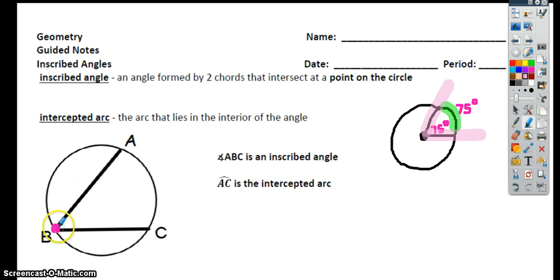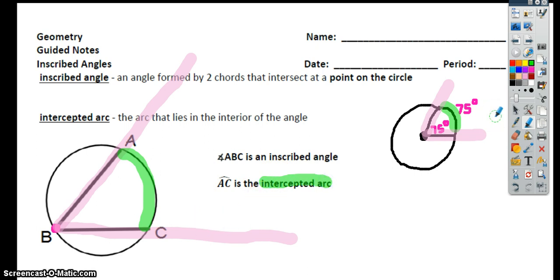Okay, so for this angle over here, here are your two sides. And I'm going to extend those sides so that it's very clear that the part of the circle that lies between them is right here. Okay, so there's my intercepted arc. That's what that is. AC is the intercepted arc. Angle ABC is the inscribed angle.